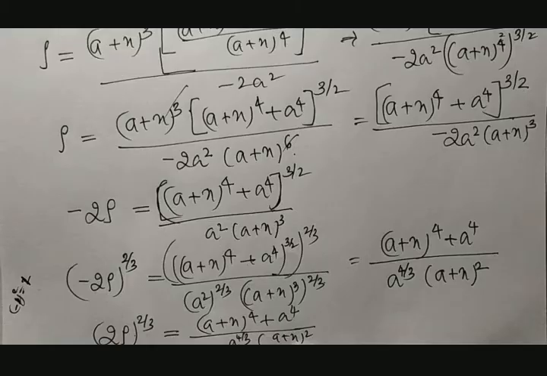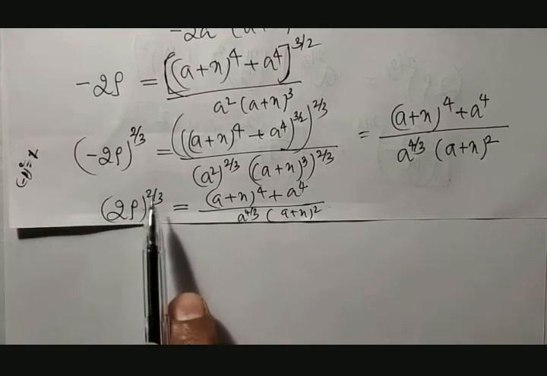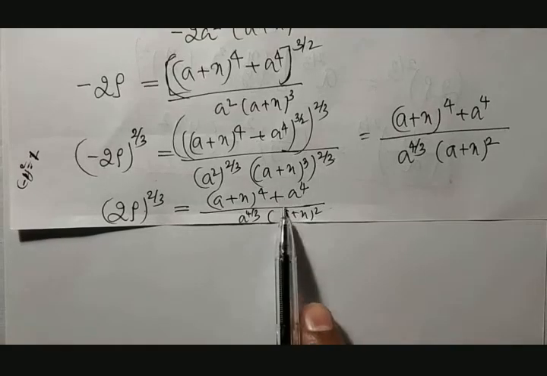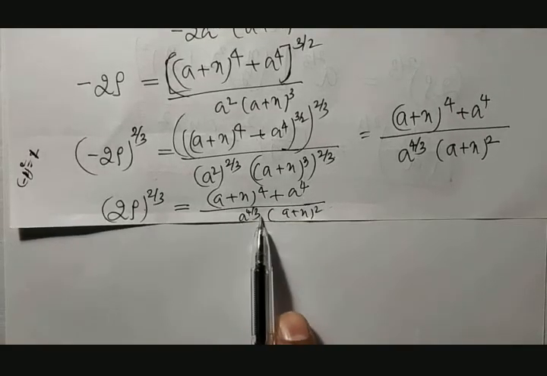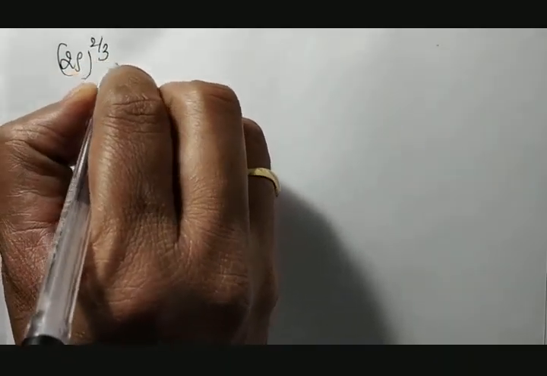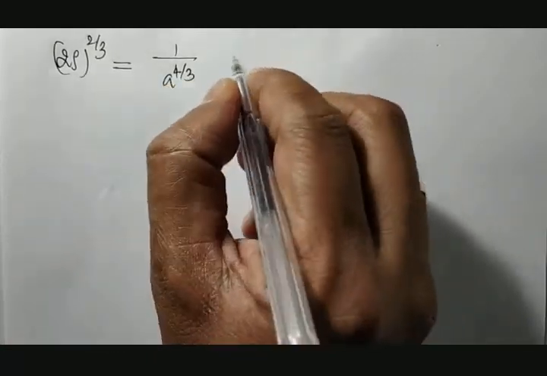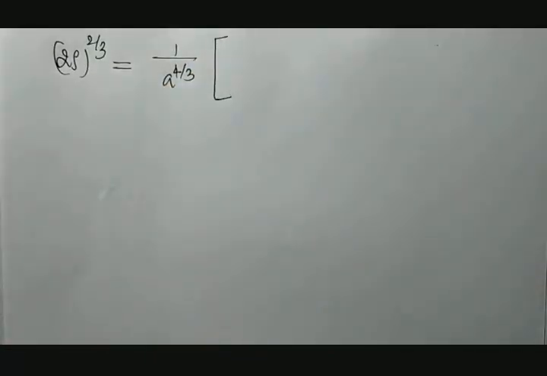Fine. We will be taking it as first term by second term. When we take it as first term by second term, we'll continue from here. 2 rho raised to 2 by 3 is equal to a plus x raised to 4 plus a raised to 4 divided by a raised to 4 by 3 into a plus x the whole square. Then what to do? Let us take it as the first term by denominator. First I'll be taking 2 rho raised to 2 divided by 3 is equal to 1 divided by a raised to 4 by 3 taken out. Then it is first term by denominator.